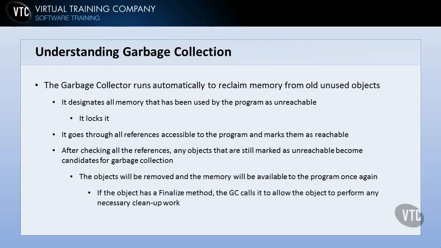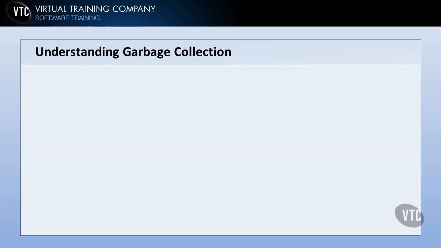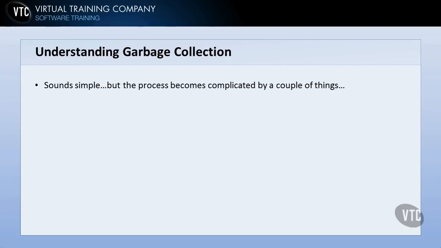If that object has a finalize method coded into it, then the garbage collector calls it to allow the object to perform any necessary cleanup work. So we can put a finalize method out there. We can put any kind of stuff out there that needs to happen to make this thing gracefully go away. Now this all sounds very simple, but this entire process gets complicated by a couple of things. First of all, we really don't know when and if garbage collection is going to run on our application, because it's not executed on any kind of schedule, only when it's starting to run low on memory. It runs when it determines it needs to run.